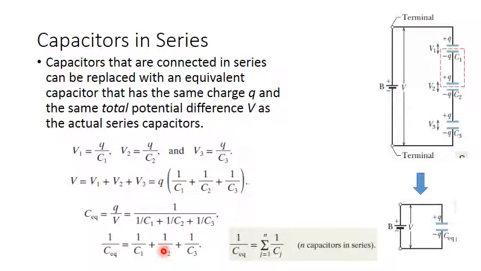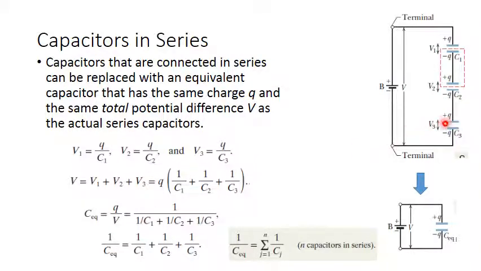In a general case, if we are talking about any capacitors, we can say that 1 over C equivalent equals the summation of 1 over C for all the capacitors. It can be noted from this simple relation that the value of the equivalent capacitor would be smaller than the smallest one of the capacitors. So, for example, if this capacitor is 1, this 2 and this 3 picofarad, I expect that the equivalent capacitor is less than 1 picofarad. So, it is smaller than the smallest one of the series capacitors.